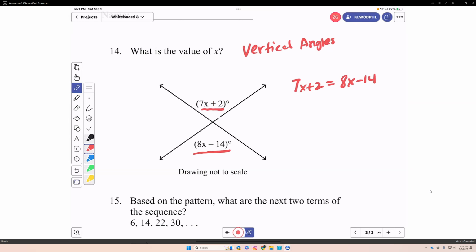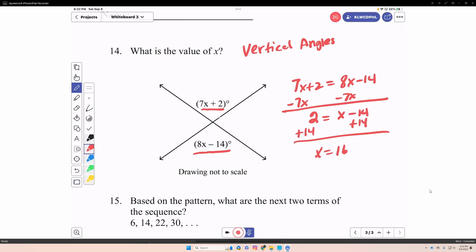Now the question only asks, what is the value of x? So I'm going to go ahead and subtract 7x from both sides. So I have 2 equals x minus 14. Now to solve for x, I'm going to add 14 to both sides. So x equals 16. So that's the value of x.